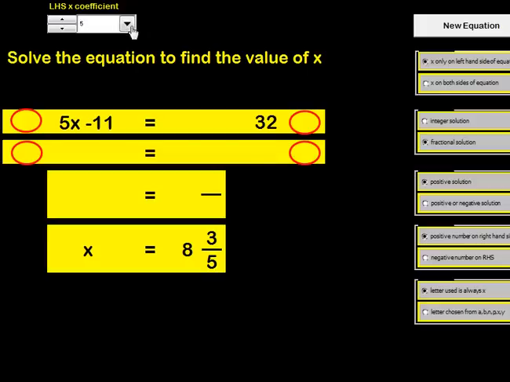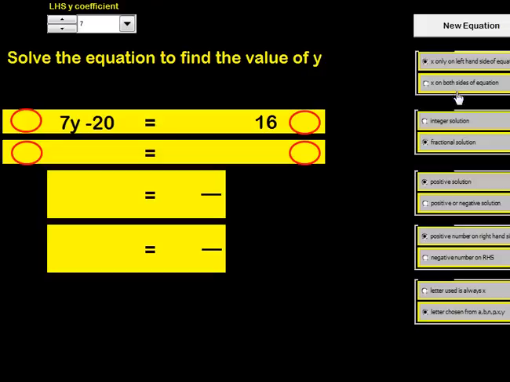You can change the left hand side x coefficient by scrolling down 5, 4, 3, or you can select a value from the drop down box at the left hand side there. It can work with a positive solution or a negative solution by selecting from the two there. You can have a negative number on the right hand side if you want. Click on new equation. So you can have a letter change, so it's not always x. You can choose from a different value. Scroll through a few different values. A's, it'll have n's, x's, y's, different letters.